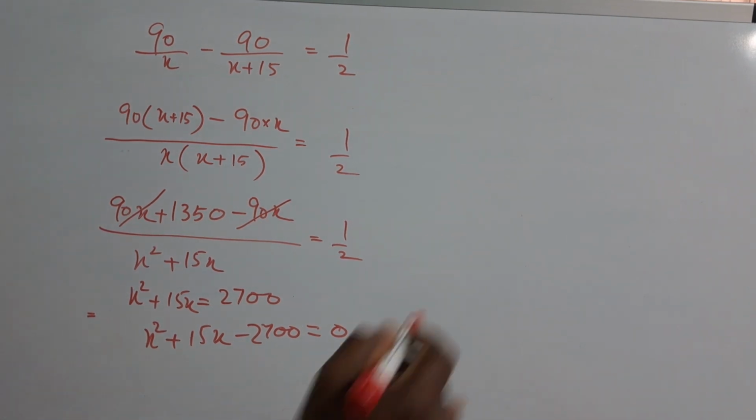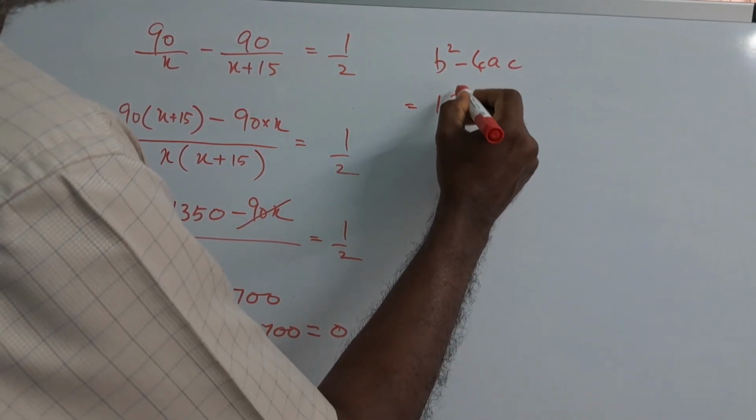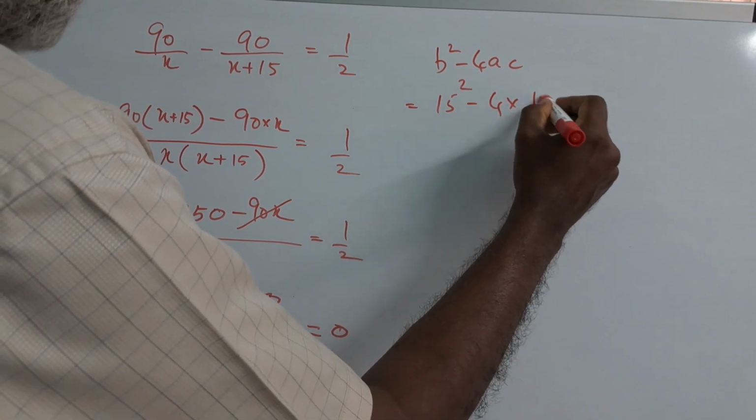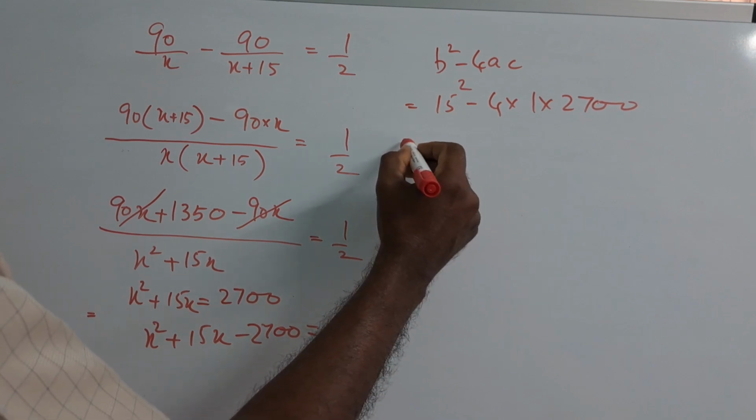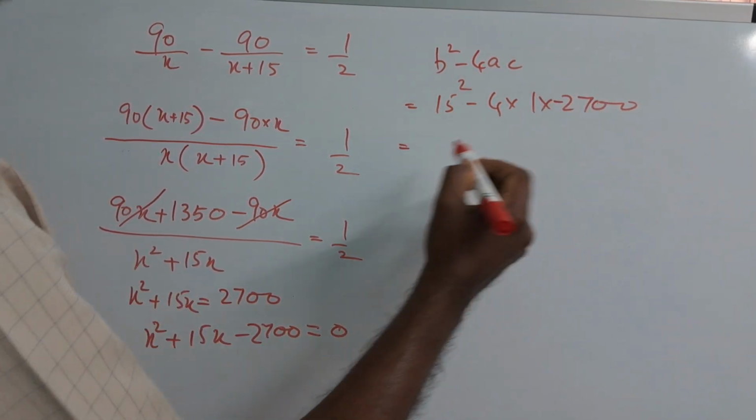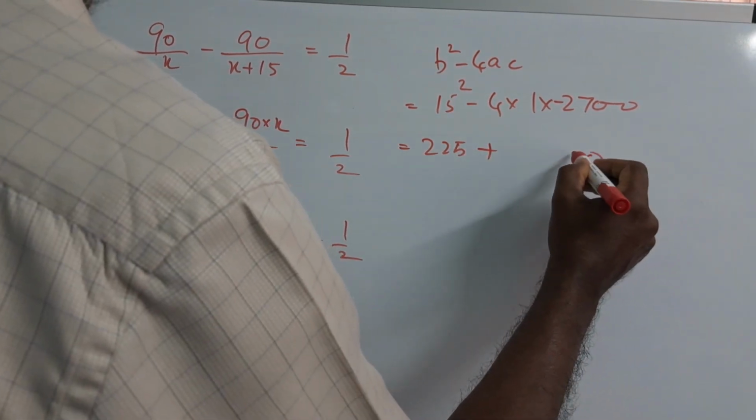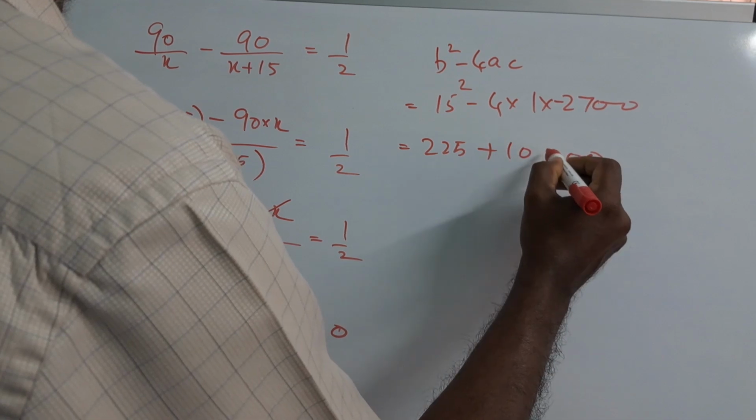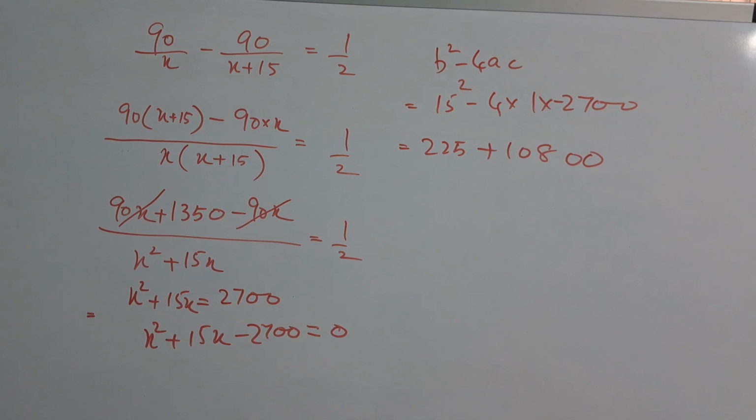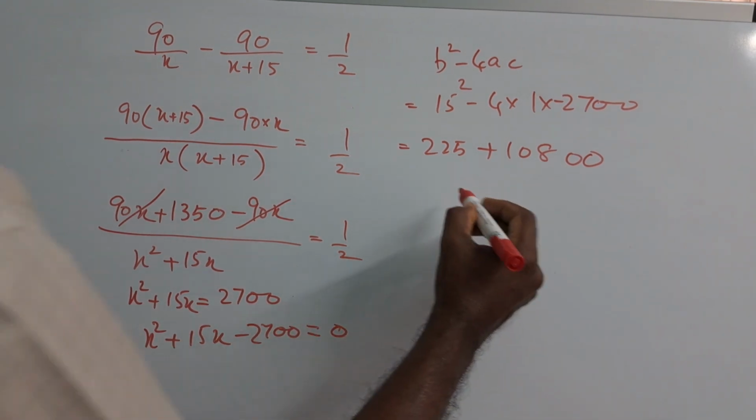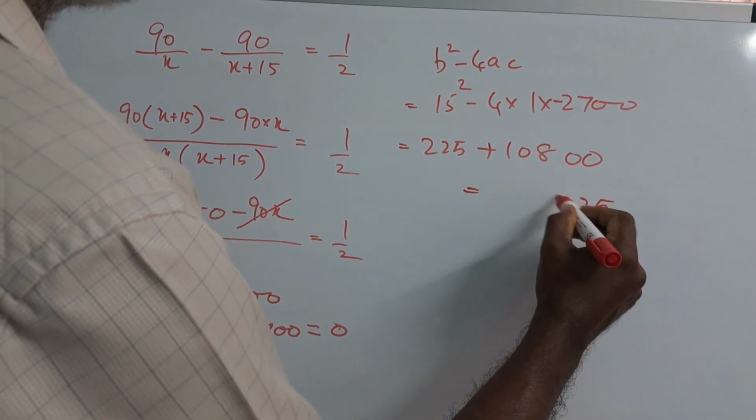Now let's solve the question. b square minus 4ac is equal to 15 square minus 4 into 1 into minus 2700, which is 225 plus 10800, is equal to 11025.